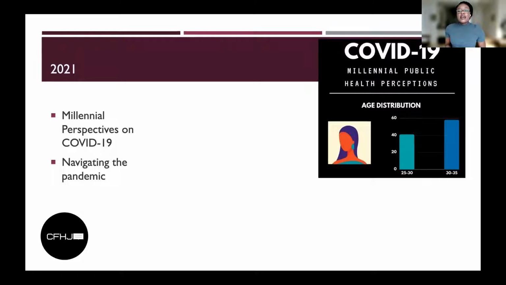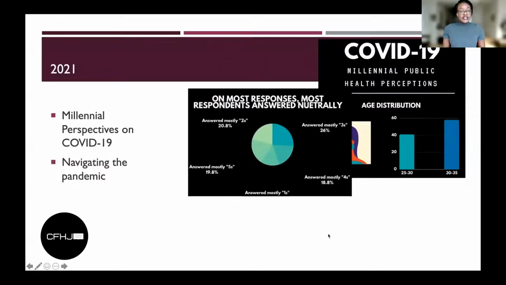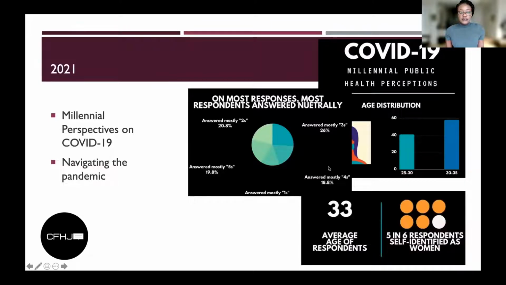And so it ended up being an event in which folks were given survey questions, and then they reached out to their fellow peers. What do you think about COVID? How's it impacting your life? Is it not impacting your life? And so we were just trying to get an understanding of that. So you can see on this survey, most of the respondents answered neutrally to some of the survey questions. And then the average age of the respondents was 33 and the majority identified as women.